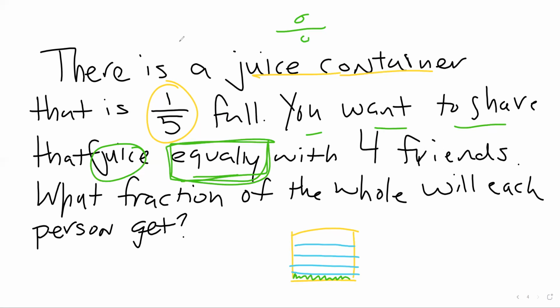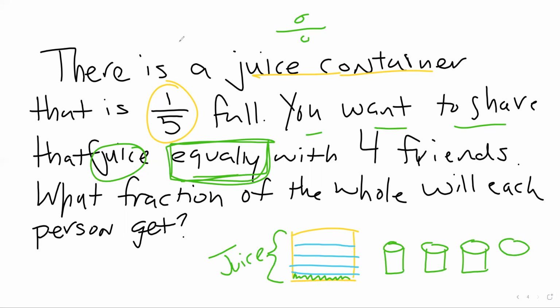Okay, so we're going to take this 1/5, this container of juice, and it's filled 1/5 full. And then you're splitting that 1/5 equally into cups for your friends, right? So how much would go in each cup? We could even think about it that way, because I'm not going to just sit here and pour it on their head, right? I'm going to pour it into these cups equally.